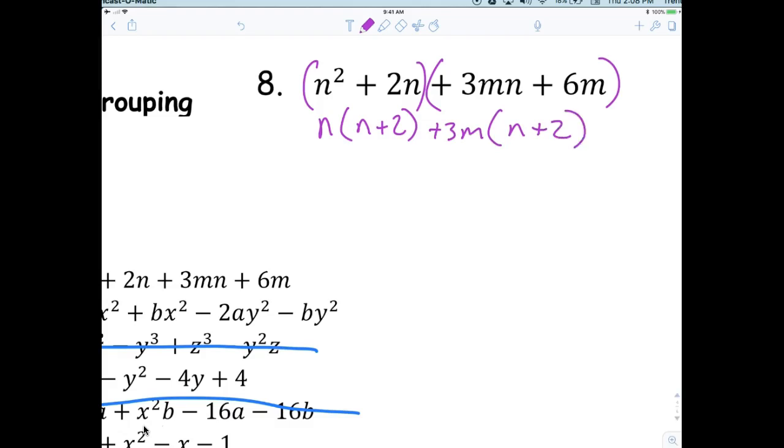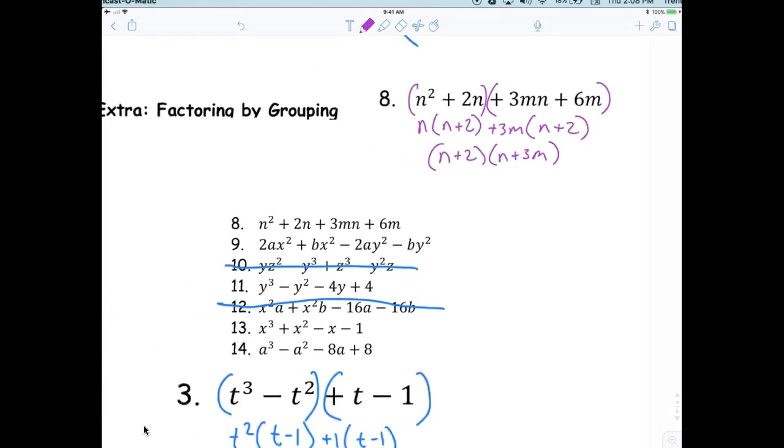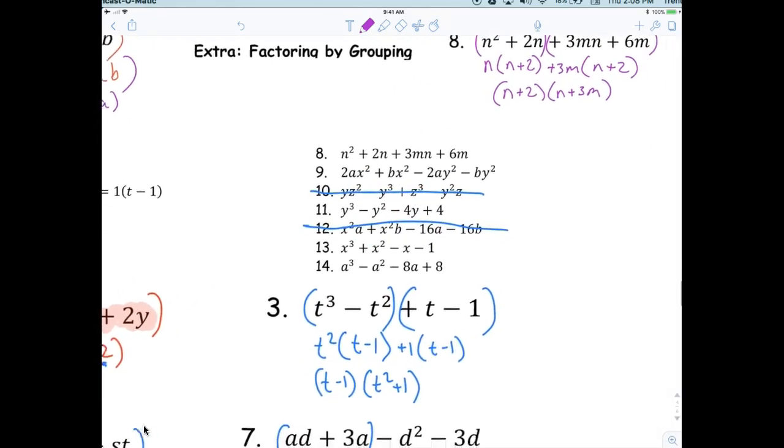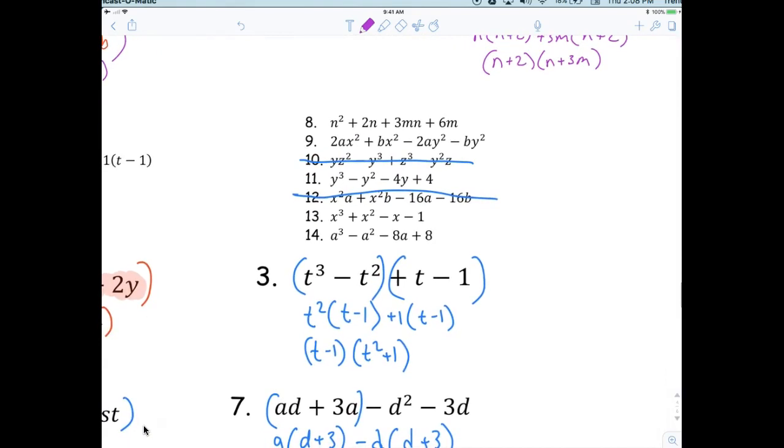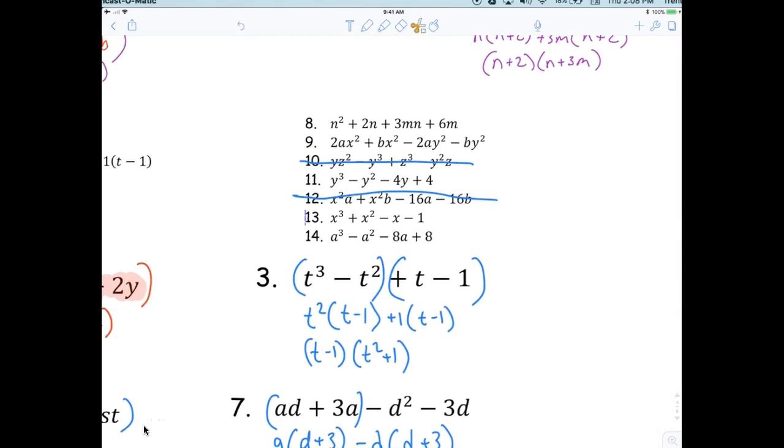N plus 2. And so now what's common? N plus 2, N plus 3. Good. All right. I want everybody to do 13 now. Bless you. Let's do 13 together.